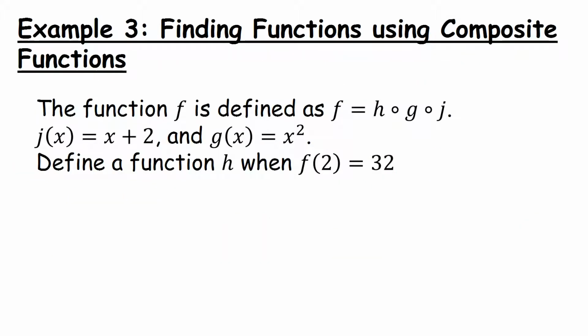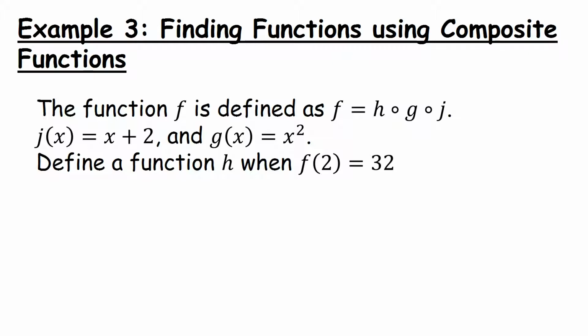So this is our last example here. So finding a function using composite functions. So in this case, they've told us there's a function f, and it's defined as f is equal to h after g after j. Okay, so in this case, we don't just have 2 anymore, we have 3. So just like before, we're going to work from the inside out.